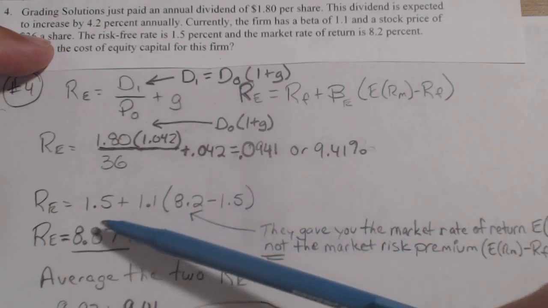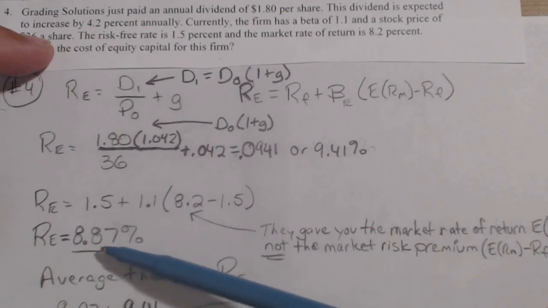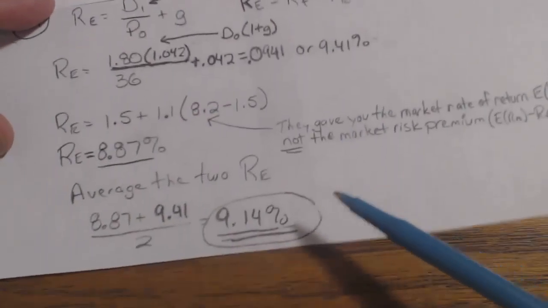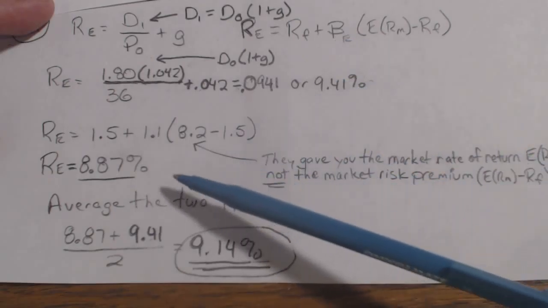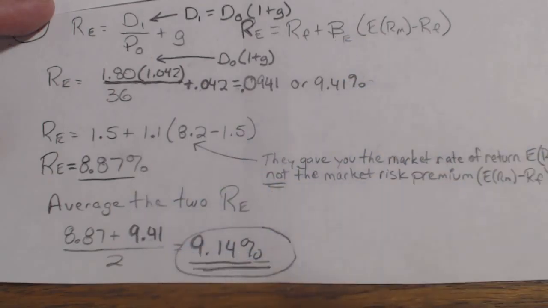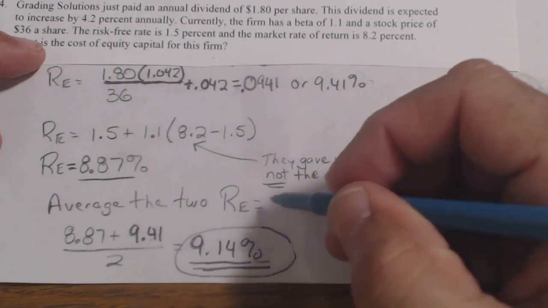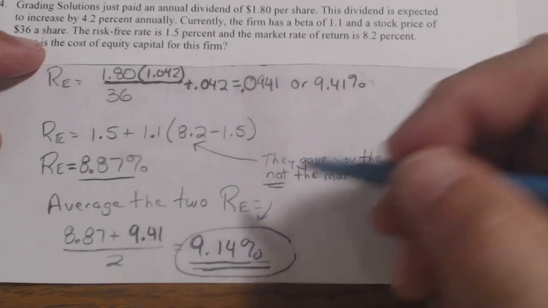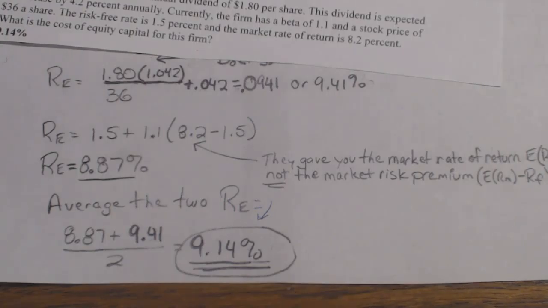So you multiply these together, add the risk-free rate, that's 8.87. Then to average them, you add those both together, the 9.41 and the 8.87, and you get 9.14 for the average RE. That's RE. Okay, so that's problems number 3 and 4 on page 88, Business 342.